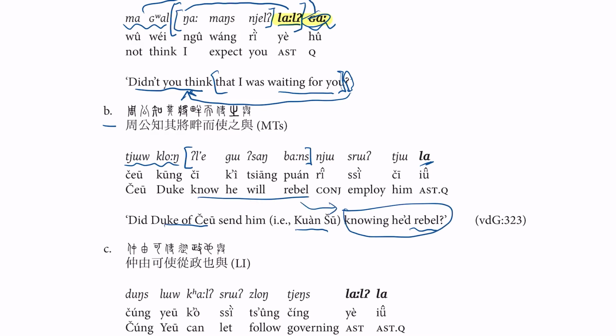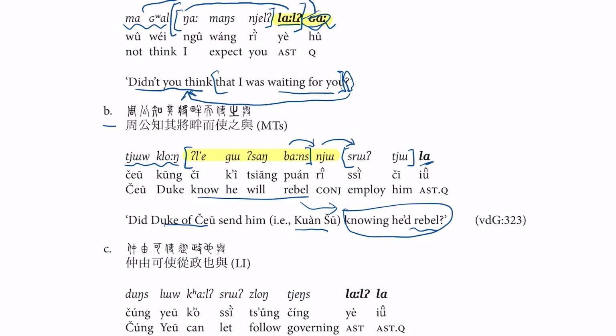And then there's a conjunctive. The conjunctive joins the adverbial with the main verb phrase of the sentence. So the Duke of Zhou employed Guan Shu, which is rendered by a pronoun here, knowing that he will rebel. This whole part is modifying the main verb phrase. And the question we should naturally ask is, to which layer of the sentence structure do we add la?